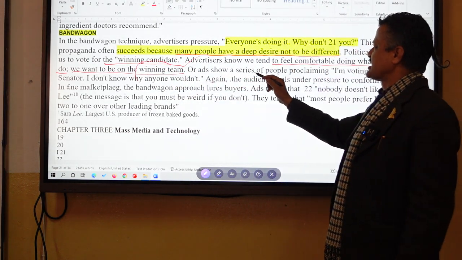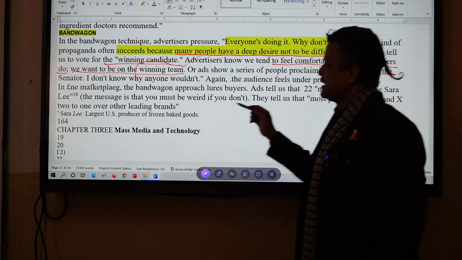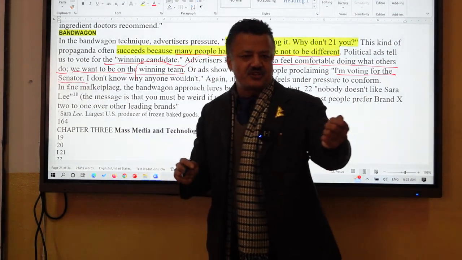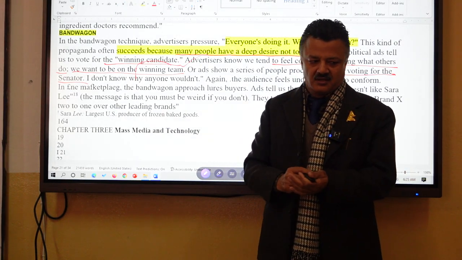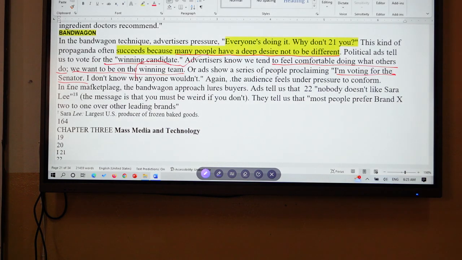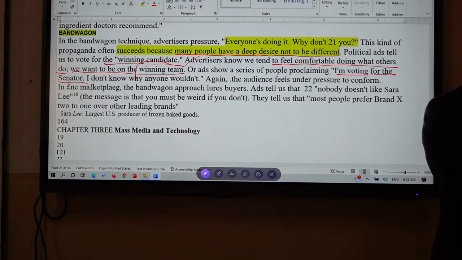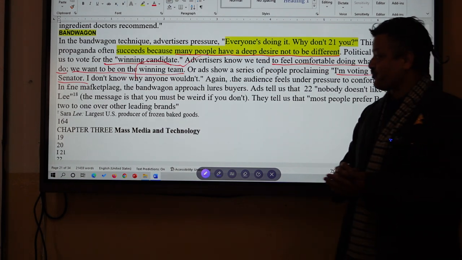Or it shows a series of people proclaiming, I am voting for the senator. Have you seen the interviews? So, like this, the propaganda answer. So, who are you voting for? So, I will vote for Rajiv Gandhi's Congress. And you people watch that advertisement. And you say, oh, everybody is voting for Congress, I should vote for Congress, right? Have you seen this thing?